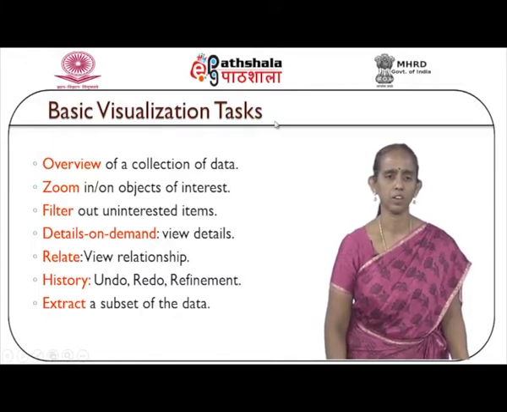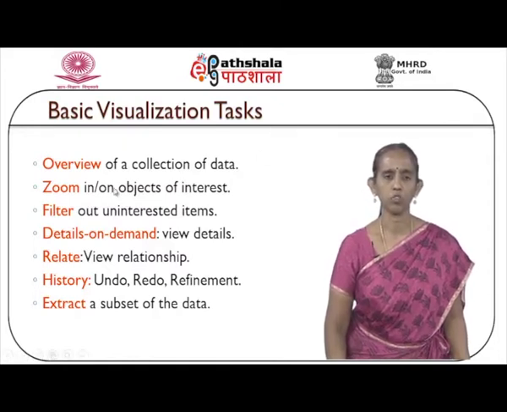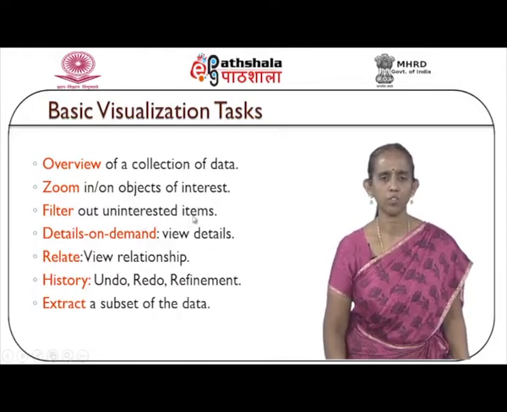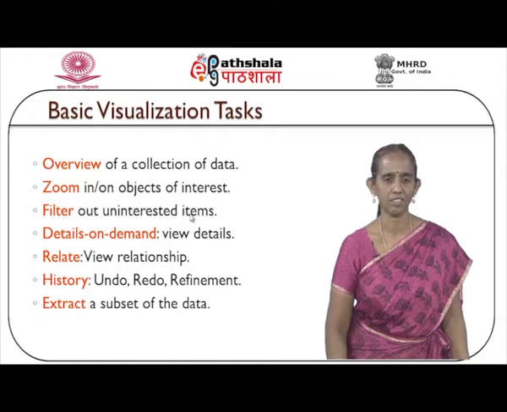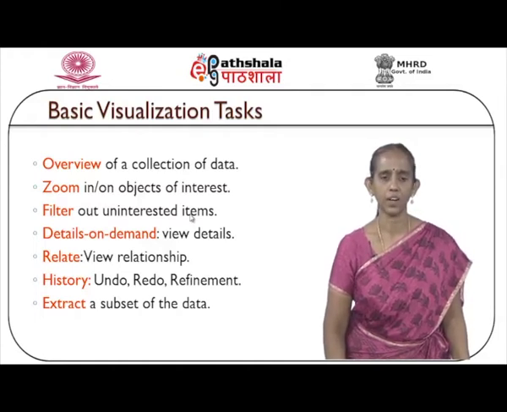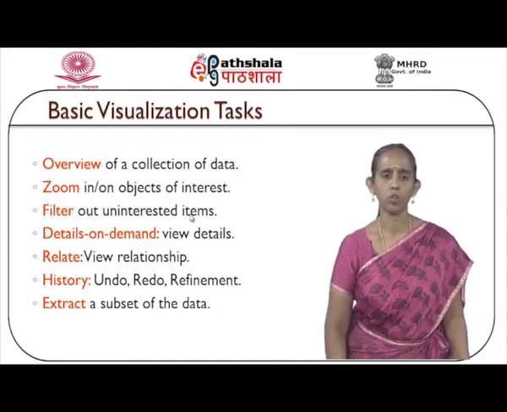So in all these various data types we have seen, the basic visualization tasks that can be performed over these data types are overview, to get an overview of the collection of a data set, and zoom, it is possible for us to zoom in on objects of interest. We can filter out uninteresting items, or filter in interesting items and show them to the end user. We can show details on demand, that is, view the details only when the user is in need of those details. We can relate, that is, view the relationship between two attributes. We can associate certain history elements, like undo, redo or refine the given data set, and it is also possible for us to extract a subset of the data set that is available.